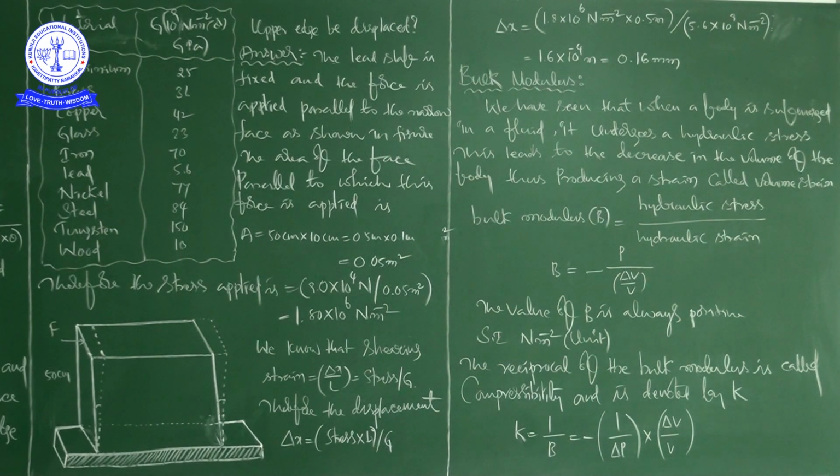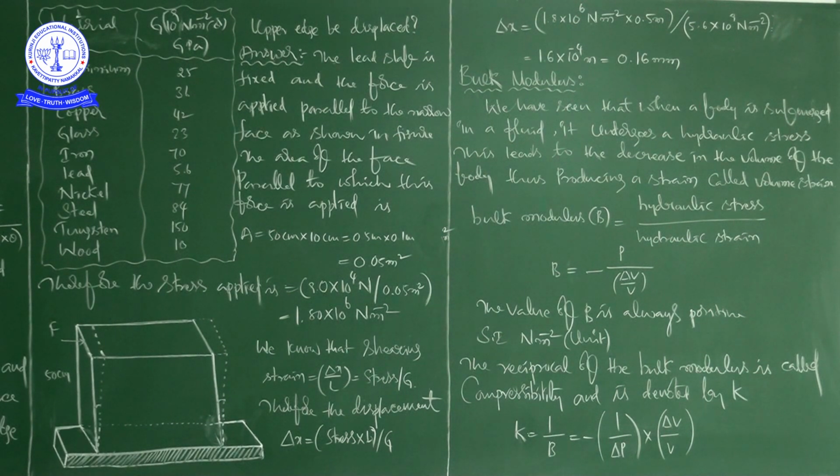Stress into capital L by capital G, which is equal to 1.8 into 10 to the power of 6 Newton per meter square into 0.5 divided by 5.6 into 10 to the power of 9 Newton per meter square. That is equal to 1.6 into 10 to the power of minus 4. See here, it is 5 into 10 to the power of minus 1. So 10 to the power of 6 times 10 to the power of minus 1 gives 10 to the power of 5, divided by 10 to the power of 9.